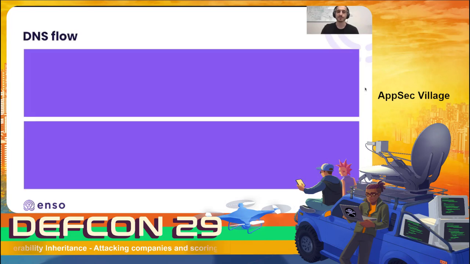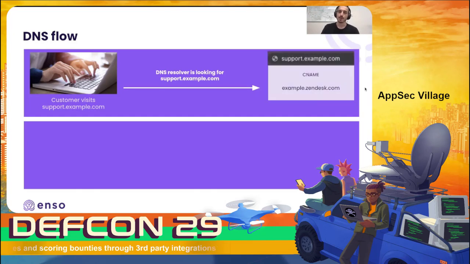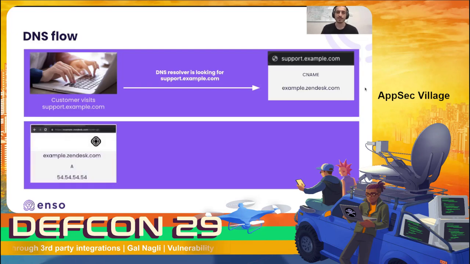So the flow is as the following. We have the customer visit the support subdomain. The resolver will look for the support subdomain A records or its DNS records. It will find that it has a CNAME record to a Zendesk subdomain named example.